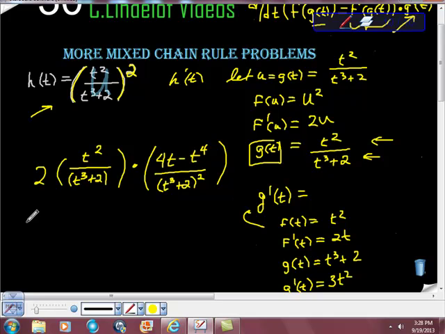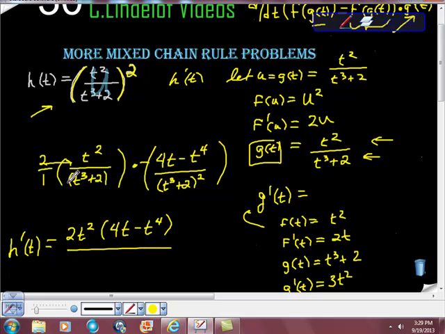Now I'm just going to do some math. Look, this 2 is 2 over 1, isn't it? So I'm just going to multiply straight across. I'm not going to multiply into there, but I am going to start making my declaration that I believe I have finally gotten h prime at t, which is 2t squared times 4t minus t to the fourth.